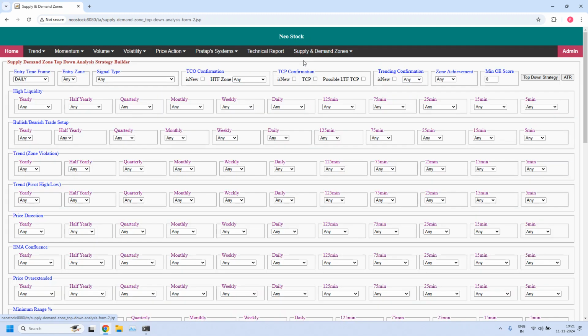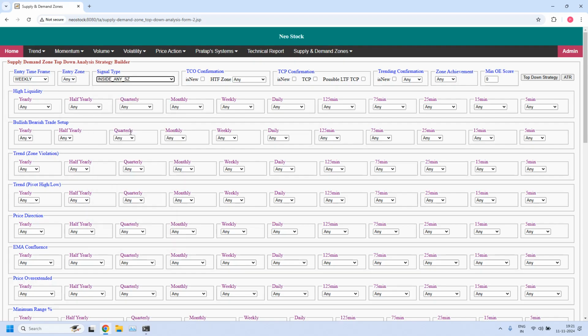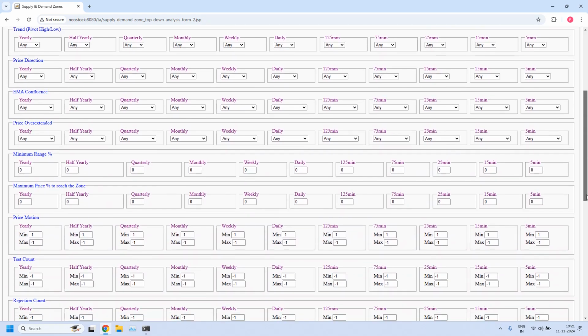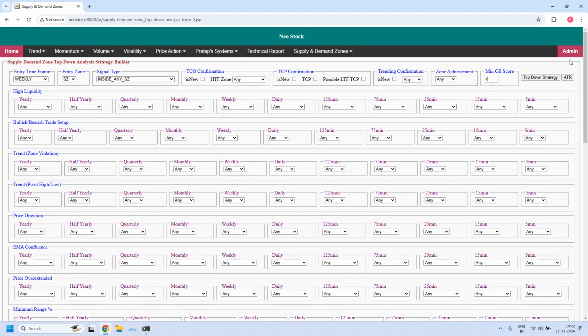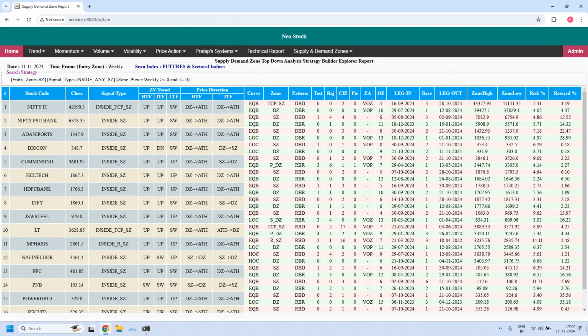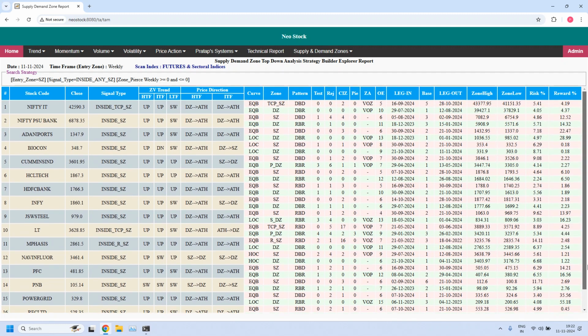Okay, next for weekly time frame, let's find the stocks where price closed inside weekly supply zone. So entry zone should be supply zone. These weekly supply zones should not be pierced. So in the pierced count weekly time frame, I am setting minimum value 0, maximum value 0. Now let me filter the stocks. So total 17 stocks are filtered.